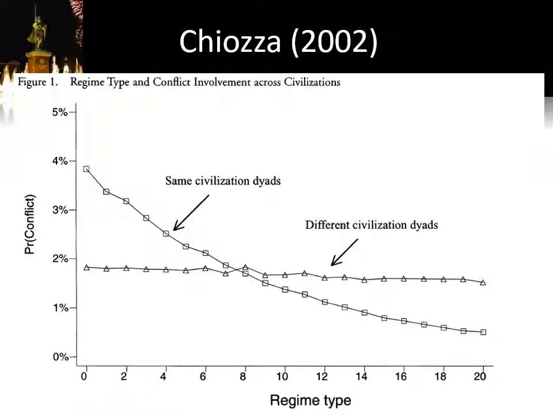Okay, but as a proportion, we see that amongst same civilization dyads, as the dyad gets more and more democratic, right? That's regime type on the x-axis. The probability of a conflict occurring drops from a little under 4% to less than 1%. And that's what we think happens with democracy. That's what we expect. But amongst different civilization dyads, it's kind of flatline, a little under 2%. It doesn't change a lot.